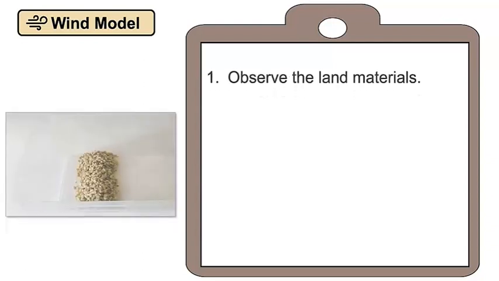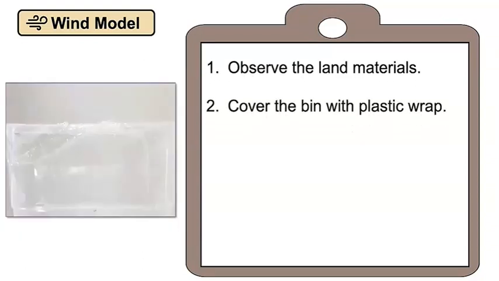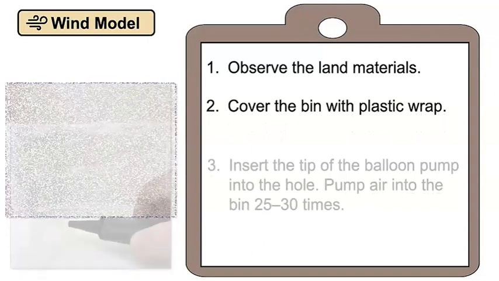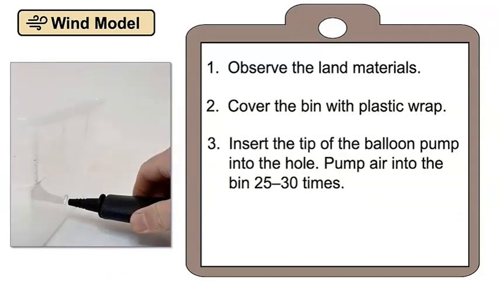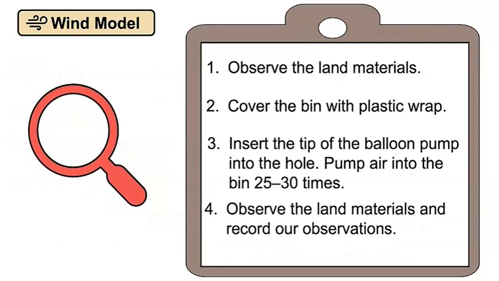Remember our investigation procedures from the last lesson? We will need to observe the land materials and then cover the bin with plastic wrap. Then we will insert the tip of the balloon pump into the hole and pump 25 to 30 times. Finally, we will observe the land materials again and record our observations. This investigation will help us look for evidence that wind changes land materials.